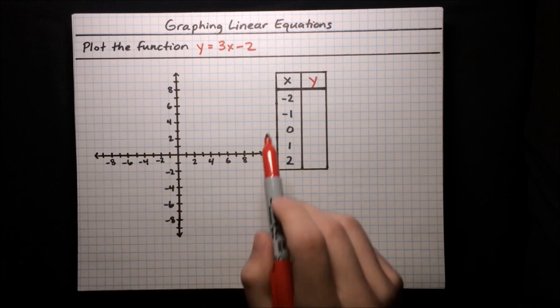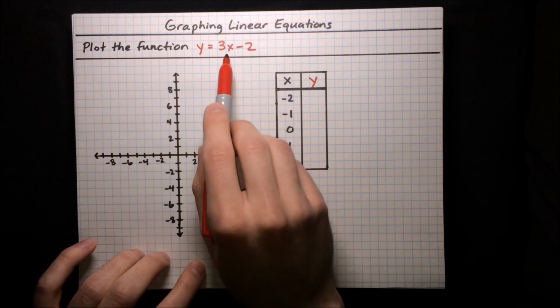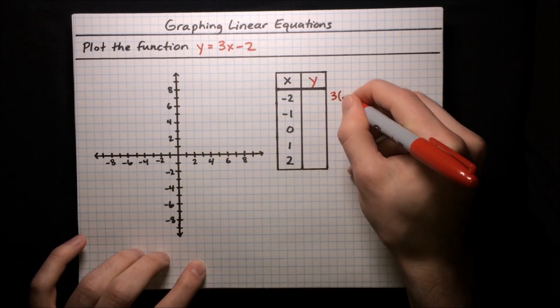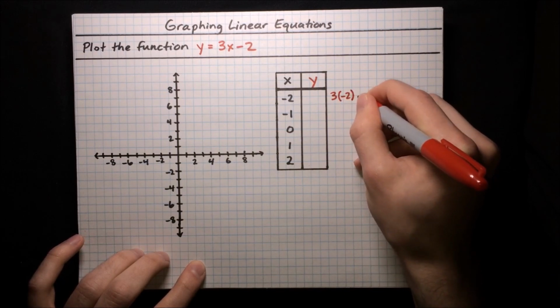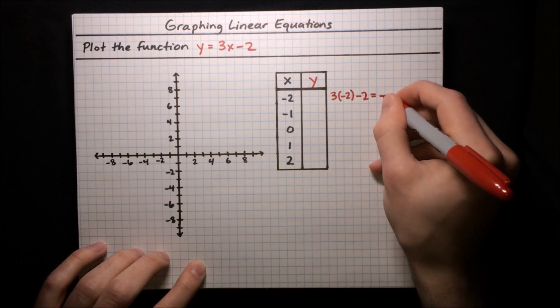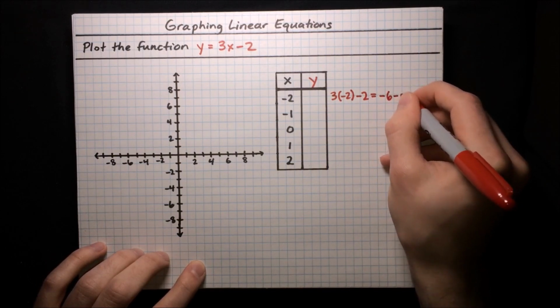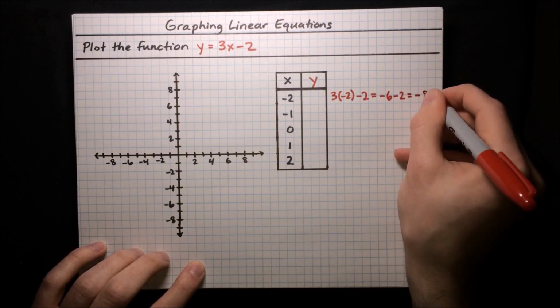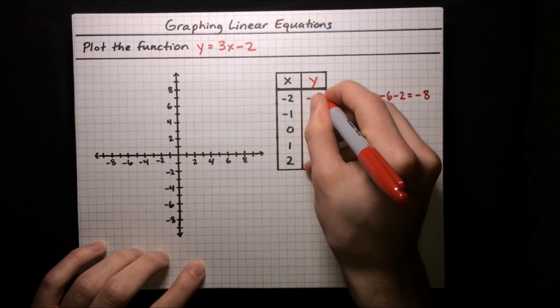So let's get started. X equals negative 2. Let's plug that into the function here. So 3 times x is negative 2, and then minus 2. That equals, well, 3 times negative 2 is negative 6, and then minus 2. And that comes out to negative 6 minus 2 is negative 8. So negative 8 goes here.